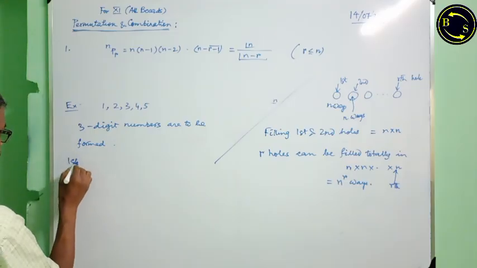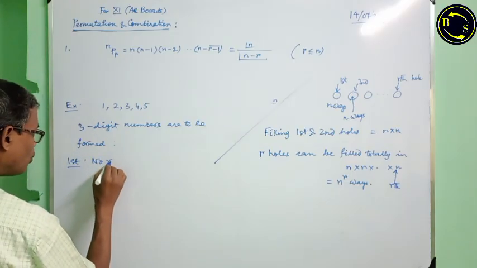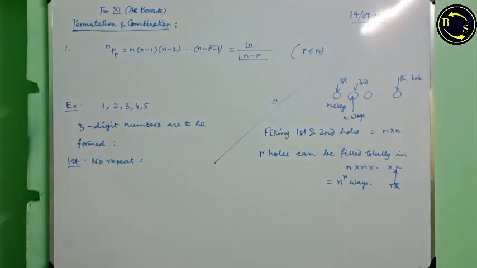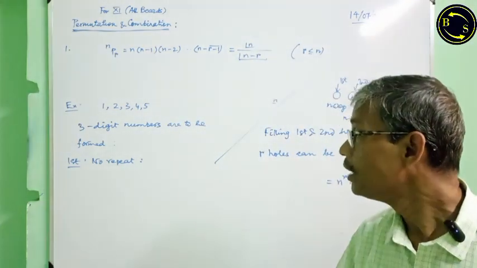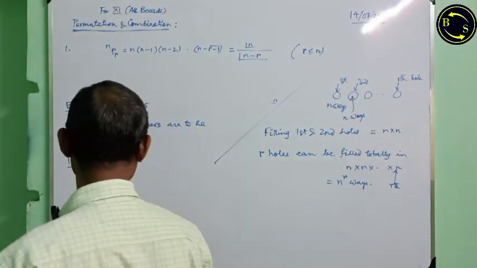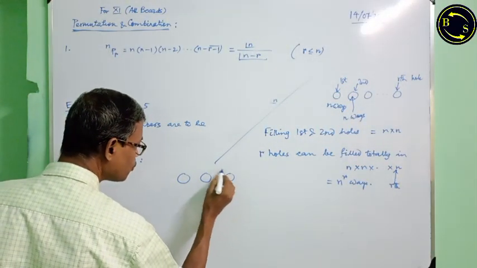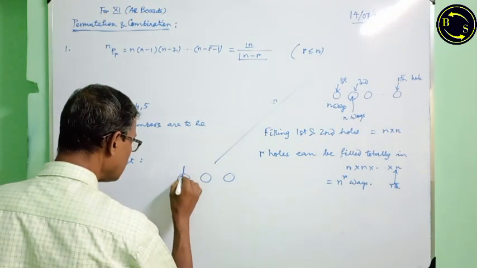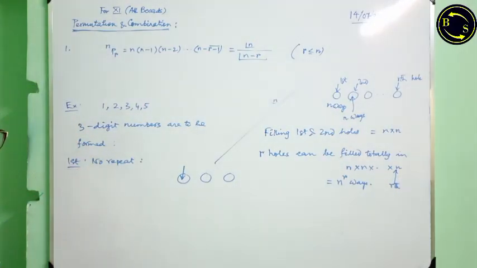First case, no repeat. If repetition is not allowed, then we can explain like this. 3-digit numbers, we can draw rounds, 3 rounds like this. The first digit can be filled in how many ways?